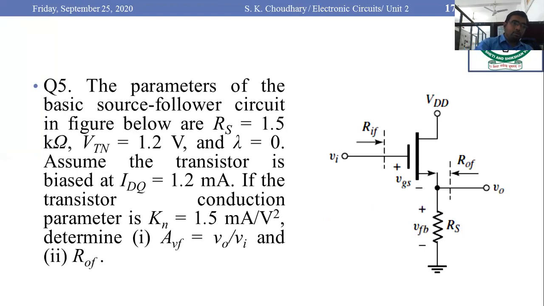And this is the last numerical. You also have to note it down. We will try to solve these two numericals in the next lecture. The parameters of the basic source first. This is a voltage series feedback based numerical. A similar numerical was asked in the assignment.